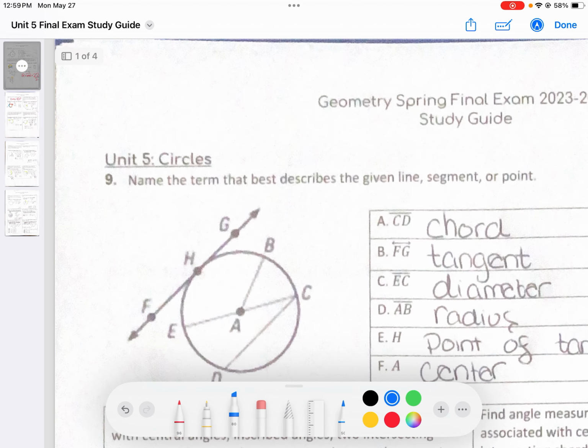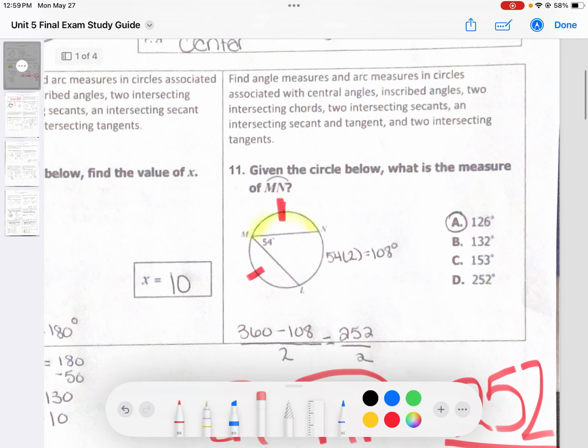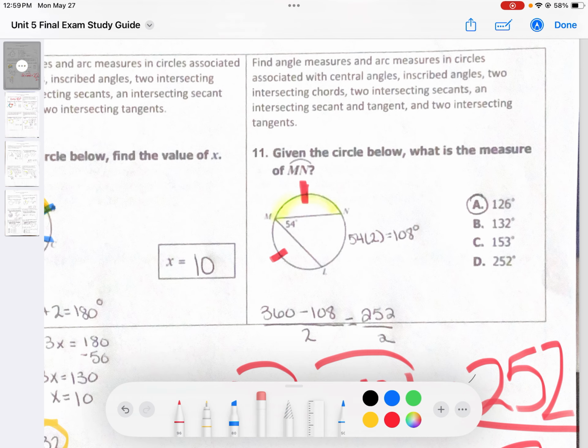So let me go back for a minute. Number 11. Find MN. I have to first figure out what N to L is. This is an inscribed angle. Your angle is always equal to half of the arc. Meaning, whatever my arc is, let's say NL, divided by 2 gave me 54. That means 54 times 2 gave me NL.